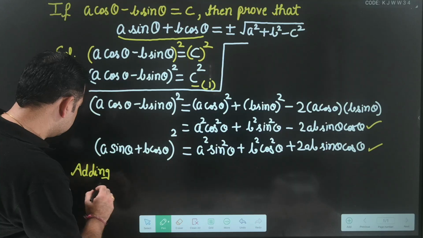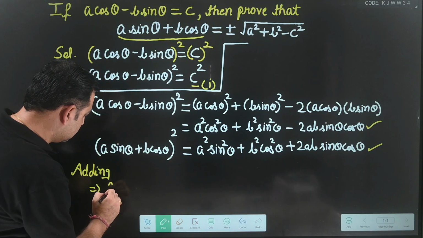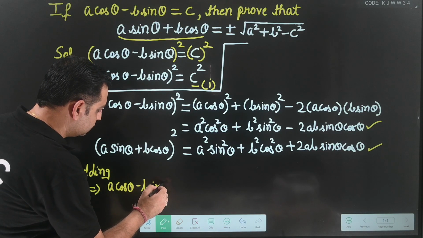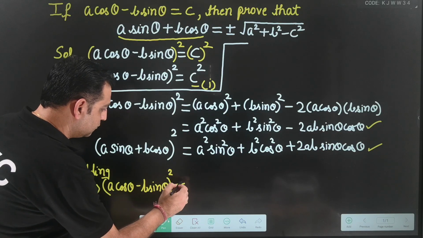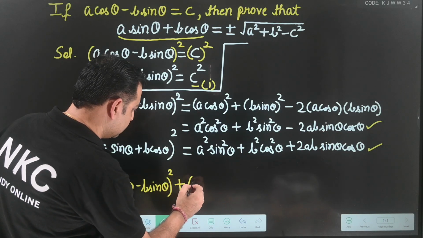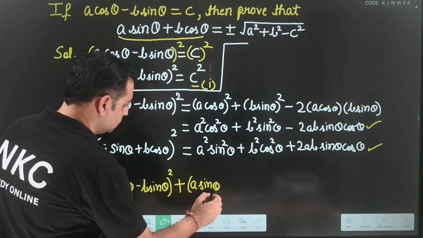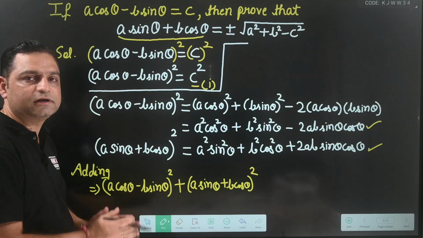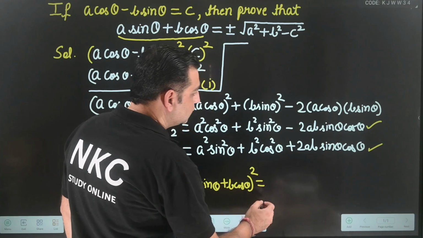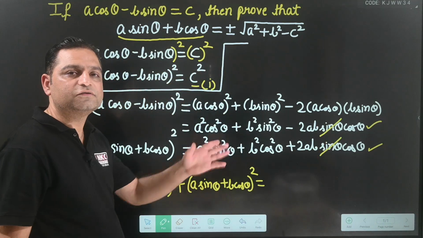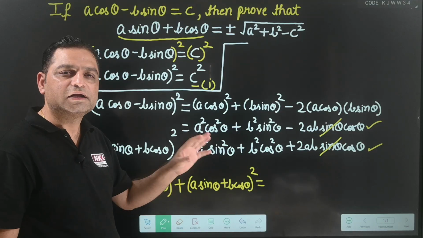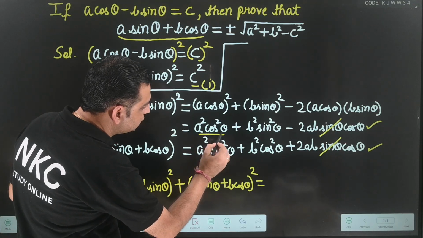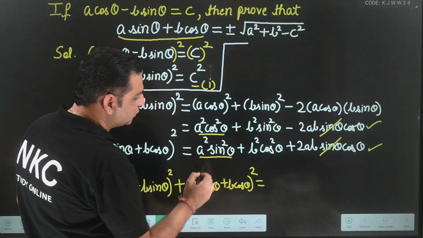What will happen? See, my left side will become A cos theta minus B sin theta square plus A sin theta plus B cos theta square. This is what on the left side I am getting. And on the right side, you can see these two terms are cancelled because one is negative and one is positive. So negative and positive are going to be cancelled. And if you check, this is A square cos square theta. This is A square sin square theta.